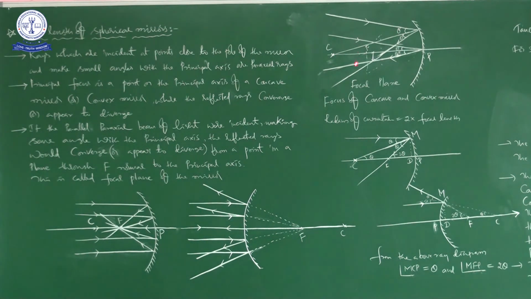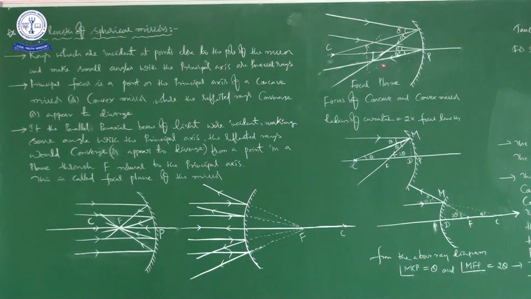Similarly, consider another incident ray. So here it is the incident ray, it is the reflected ray. So here also the same thing. This angle is equal to this angle, that is angle of incidence is equal to angle of reflection. It is theta double dash, means this is also theta double dash. So this is the focus where reflected light rays will meet.